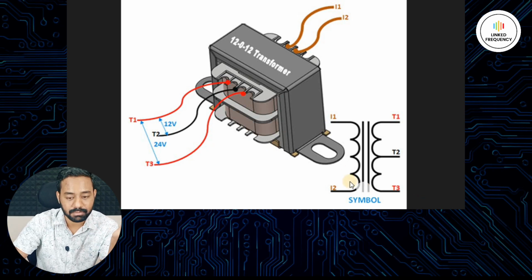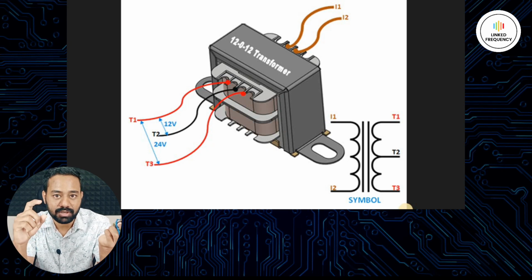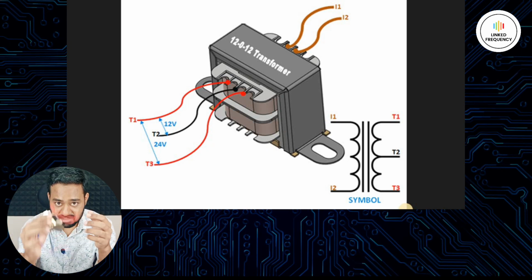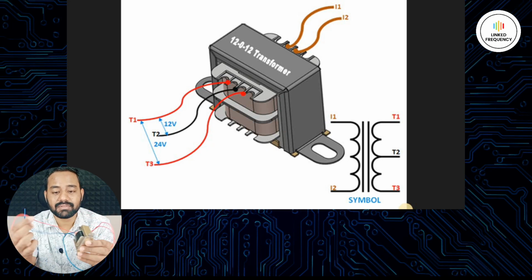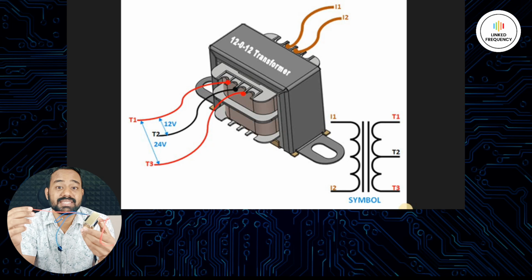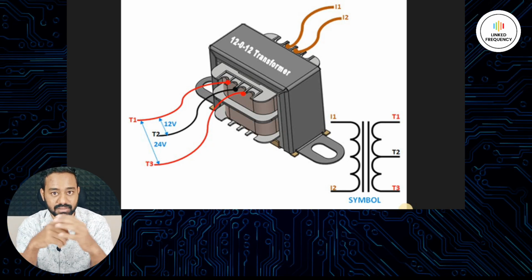But if you measure it between T1 and T2 or T2 and T3, then it is 12 volt AC output. That's why it is a step down transformer. And also it is so-called center tapped. Why? Because we have a center tap in the entire secondary coil, which will help you to create a voltage as per your convenience.